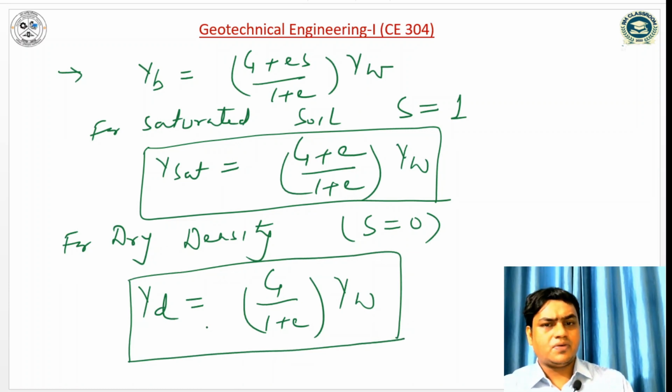You have to remember only one formula, that is the expression of bulk density. Once you know the expression of bulk density, you can derive the expression of saturated density and dry density by putting just the value of degree of saturation equal to 1 in case of saturated soil, and in case of dry soil we have to put 0.